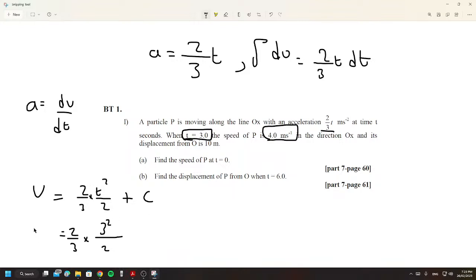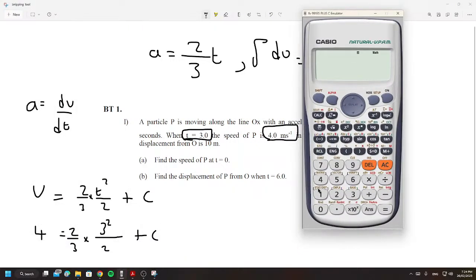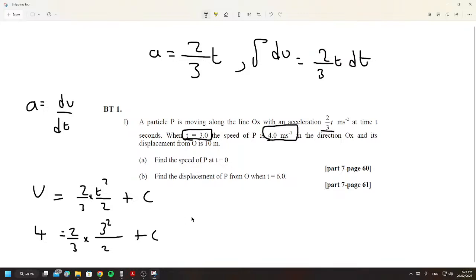So let's solve for c. 4 equals 2 over 3 times 3 squared, which is 9 over 2, plus c. So c is equal to 1. So we can replace it in this formula with 1, right?